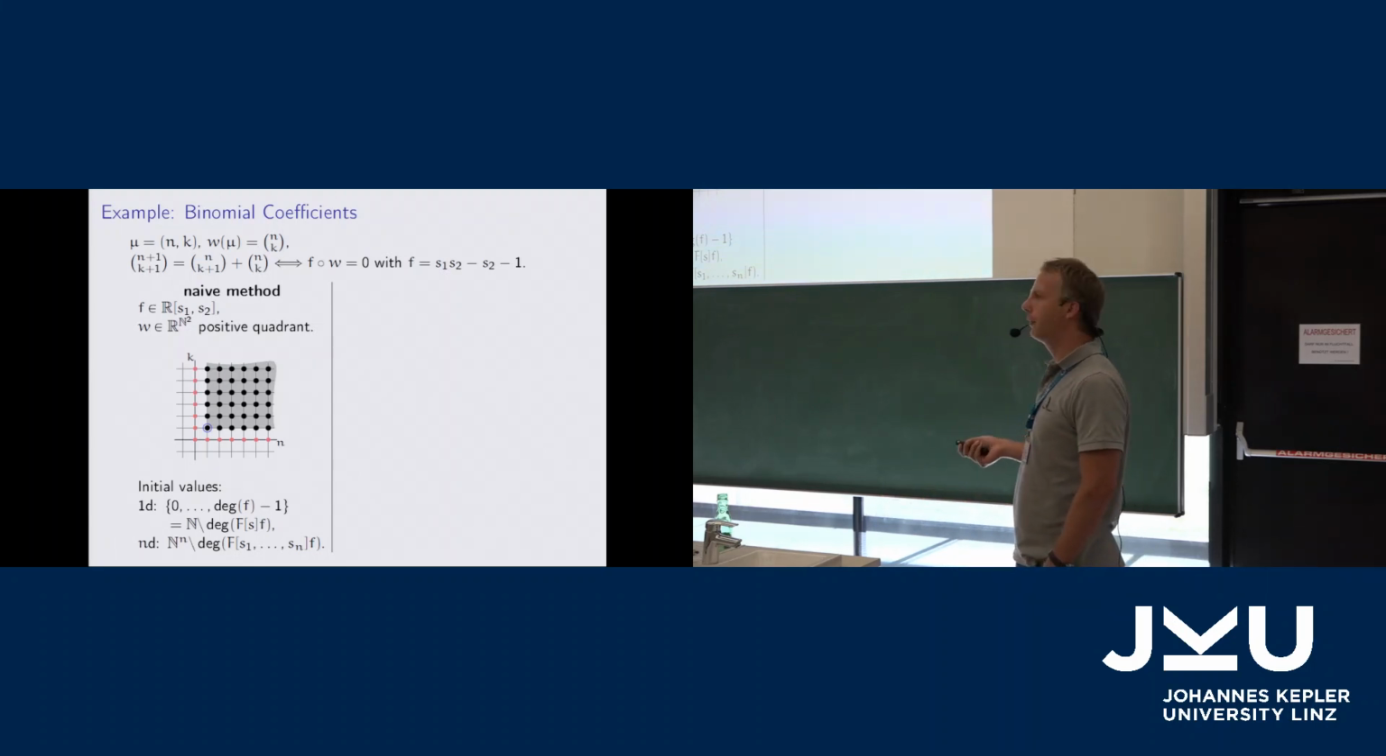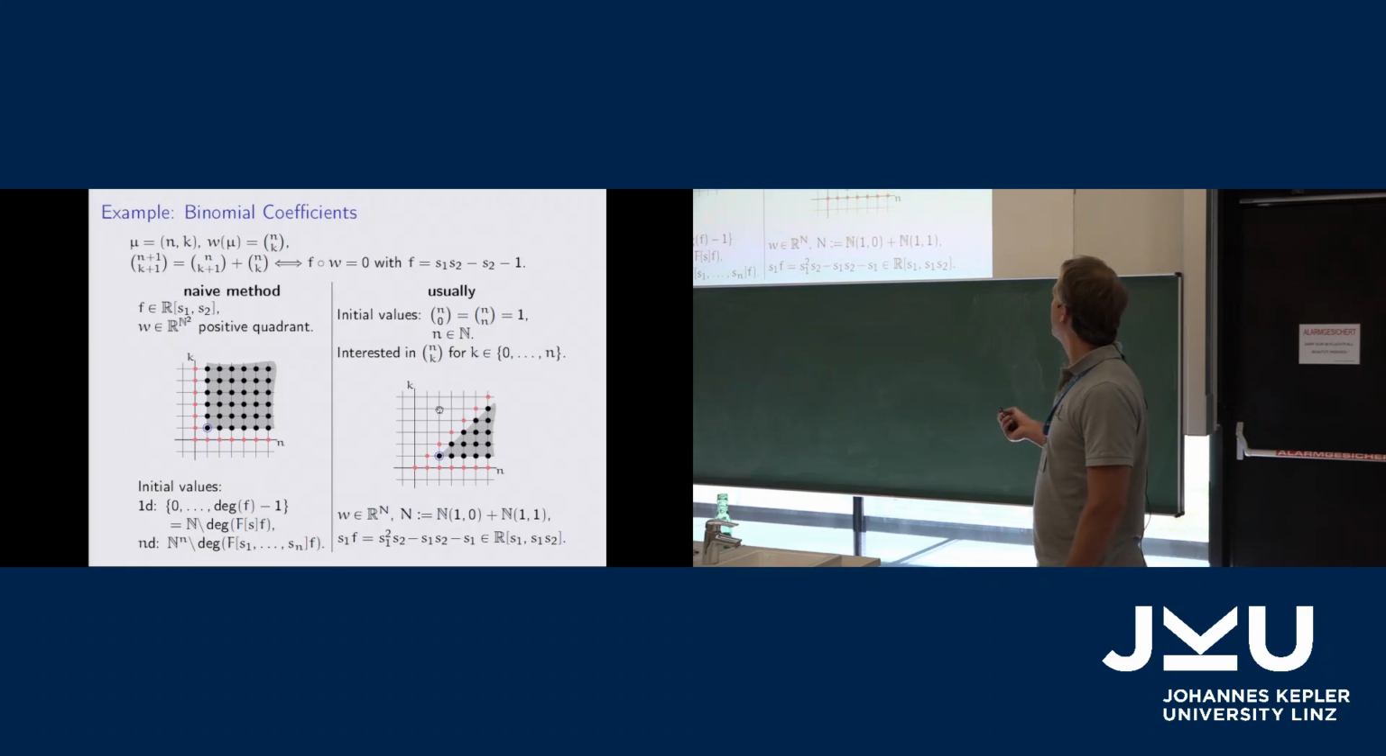Looks fine, but it's not what you usually do, because usually we want to prescribe the binomial coefficients for n over 0 and n over n and compute the values in this wedge. So the beautiful theory does not work.